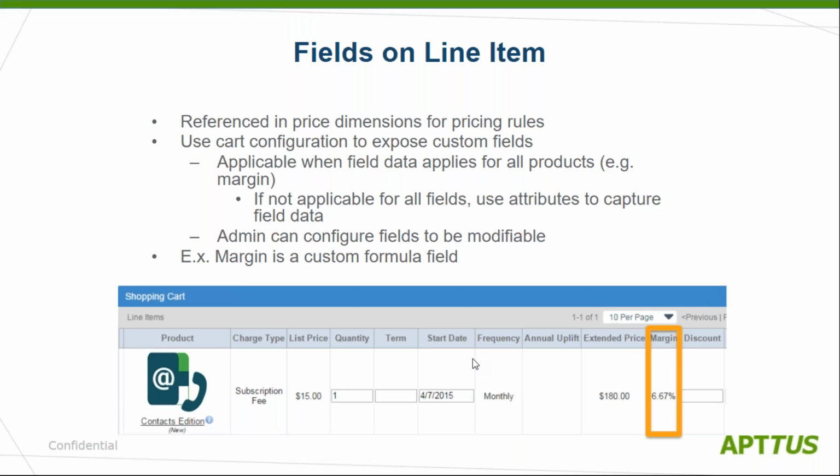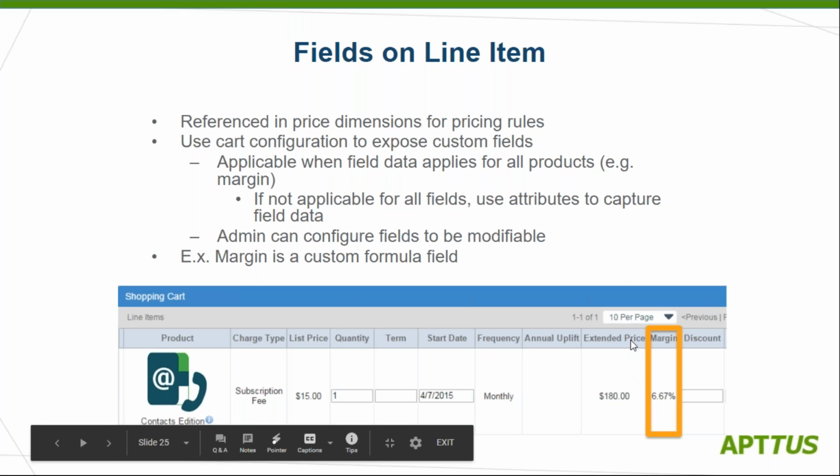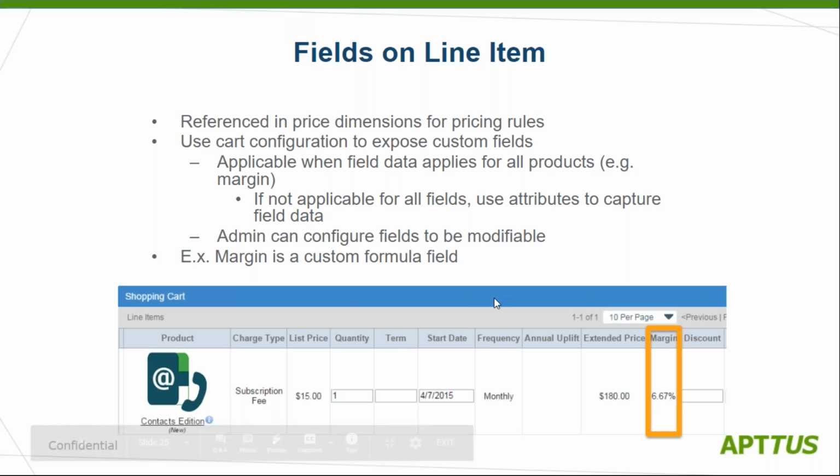I'll show you how we can add and remove fields from the cart, but for now I'm just telling you that we can add fields which we create on the line item object. So one is that we can create our custom formula on the line item object, and another is that once we create a field on the line item object, we can also use it in the price dimensions and pricing rules.